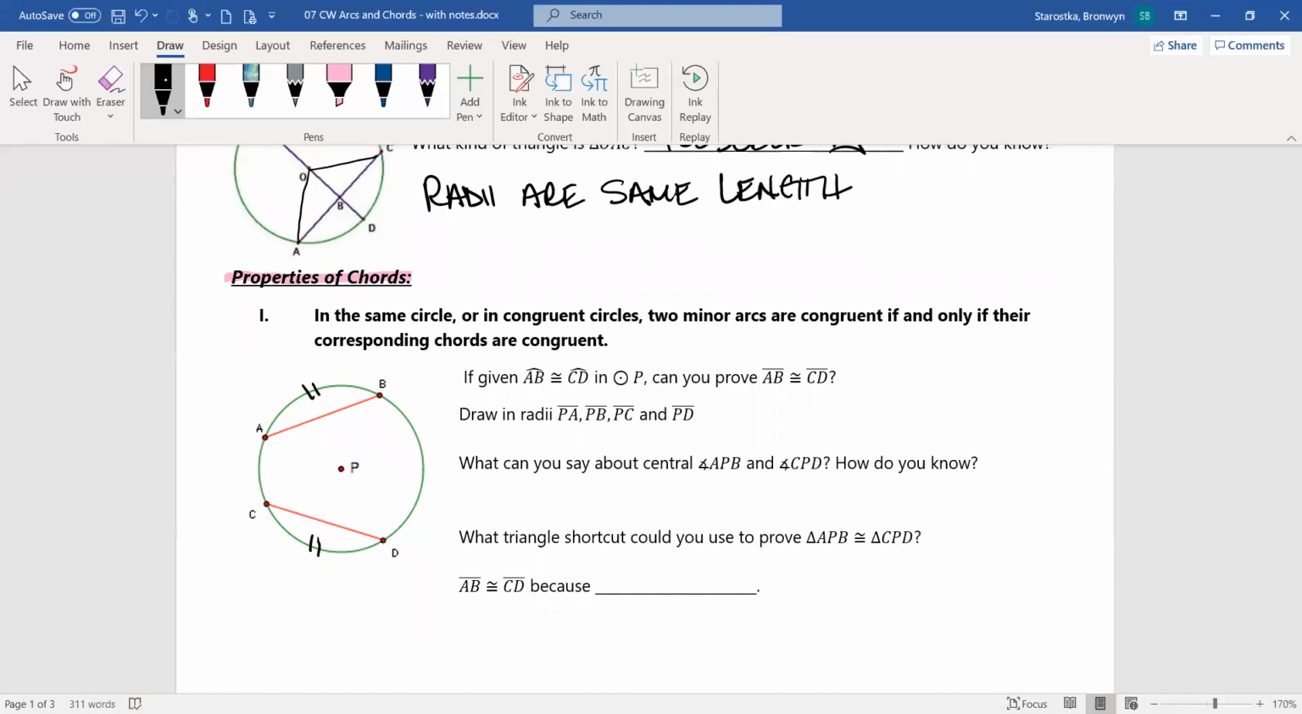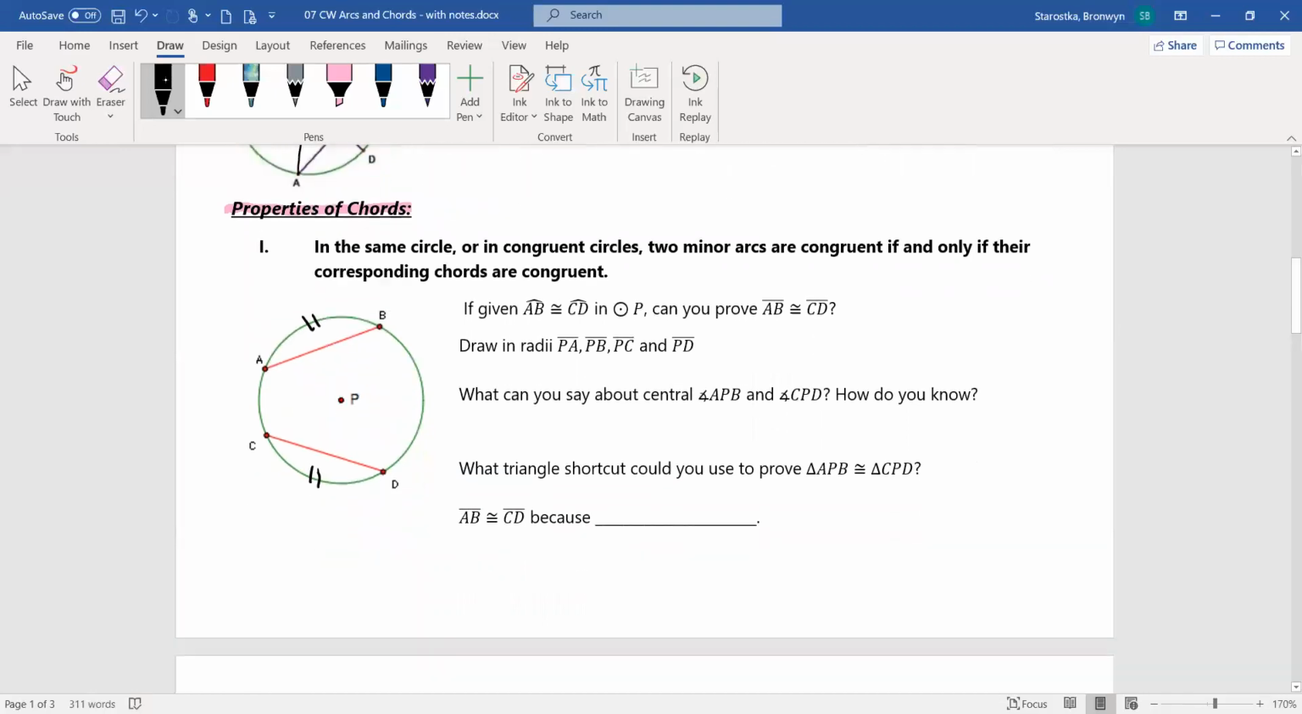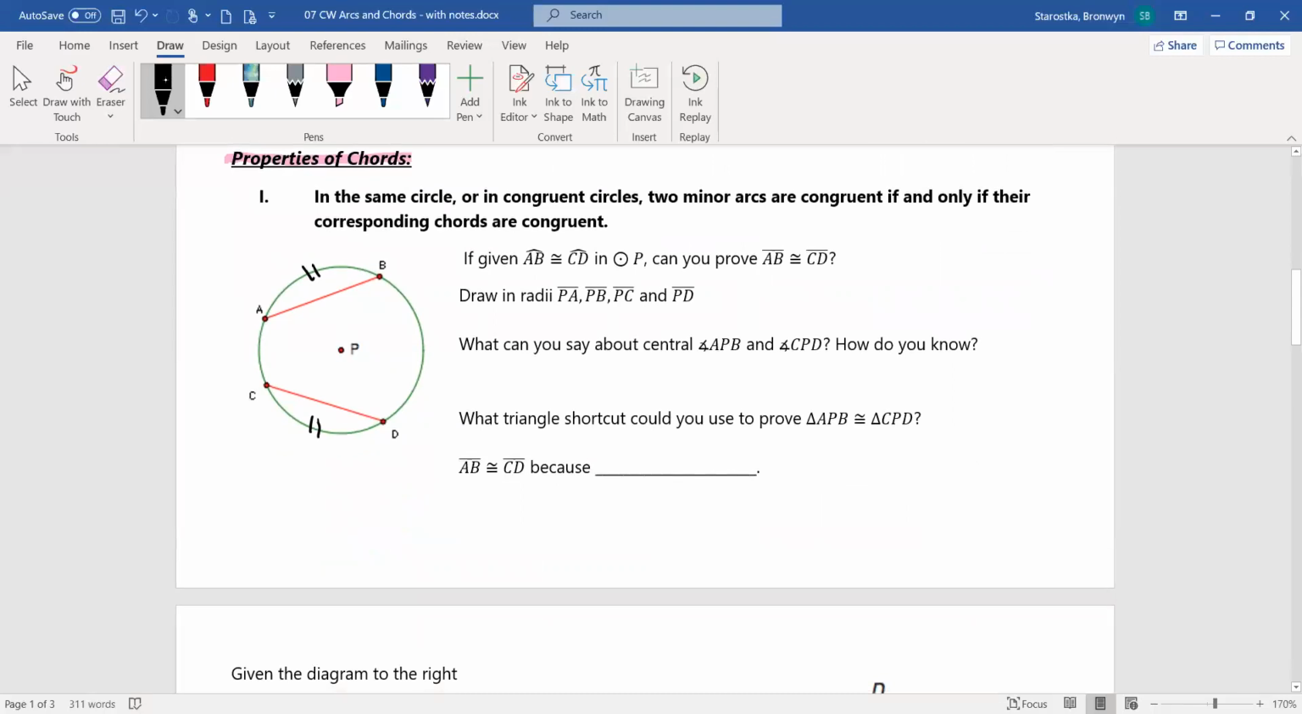If those two arcs are congruent, can we prove that segment AB is congruent to CD? Well, let's go ahead and draw in our radii. If in doubt with these circles, draw in your radii. Well, we know all the radii have the same length. What can we say about angle APB? I'm going to do those in a different color.